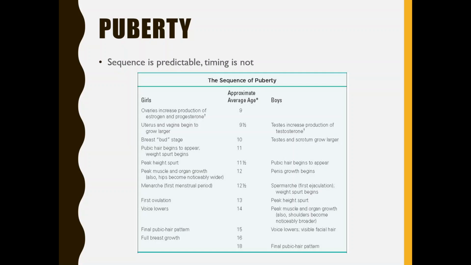Peak muscle and organ growth will occur for girls around age 12. So they're really quickly developing adult-sized livers and kidneys and things like that. During this period, oftentimes the hips will become wider than the waist. And very noticeably, they may start to put on some weight on their hips and on their thighs.